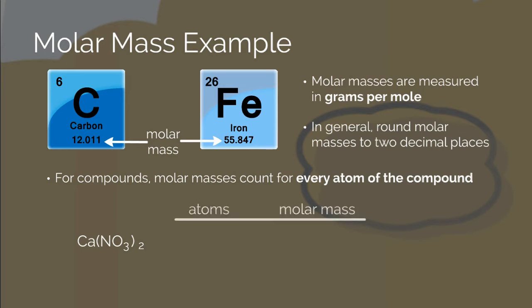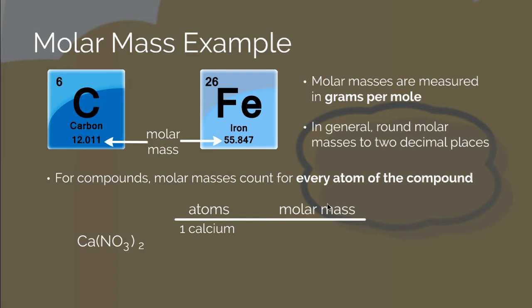You'll see what I mean in just a second. So if I have this compound over here, calcium nitrate, and I want to find its molar mass, this is what I would do. That's a very neat way to organize this. I would set up this table, with atoms and molar masses, and I would just take it one element at a time. So if I focus first on calcium, I'll say that I have one calcium.